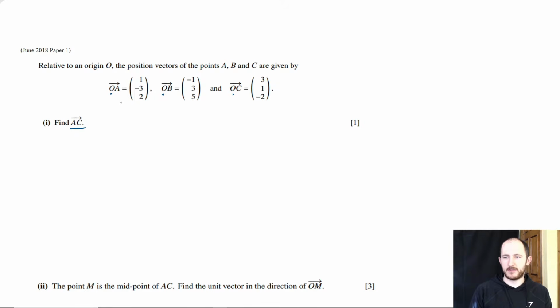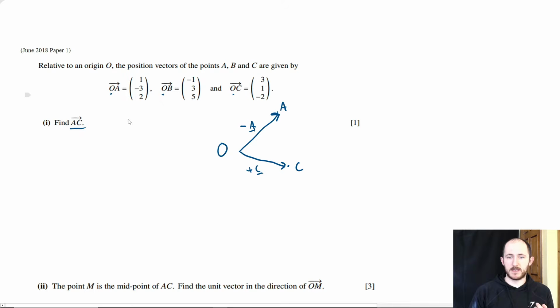So for example, we have A and C, and this is obviously O. If I'm working out from A to C, I'm going to go against A, so I'm going to go minus vector A and then plus vector C. So there are two ways to think of it. You can either just do the second letter minus the first letter, and that'll always give you the right answer, or if you draw a diagram, you'll see that you'd have minus the first vector plus the second vector, which is the same as saying second vector minus the first vector.